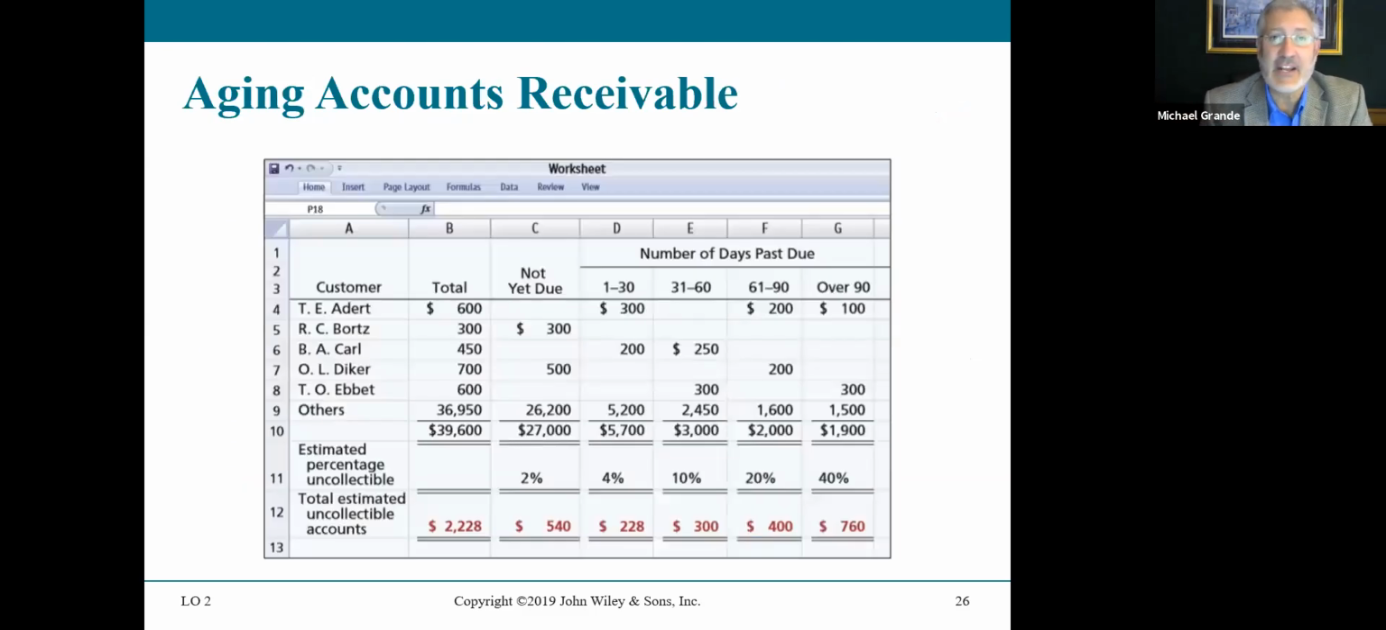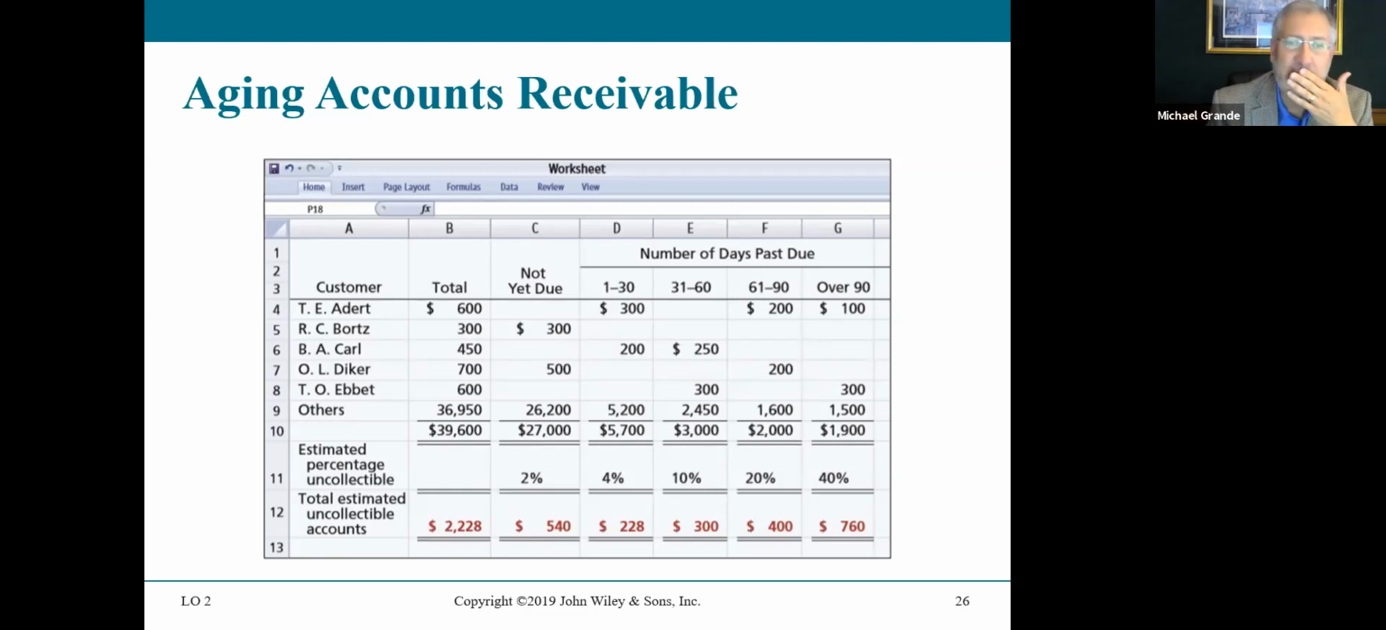Here's an example of an aging of accounts receivable. You can see they have a total of $39,600 in receivables, and they're trying to estimate what portion of the $39,600 is uncollectible. They have determined that there is a relationship between how old a receivable is and how well it's going to be collectible. In other words, the older the receivable, the greater the chances are it won't be collected.